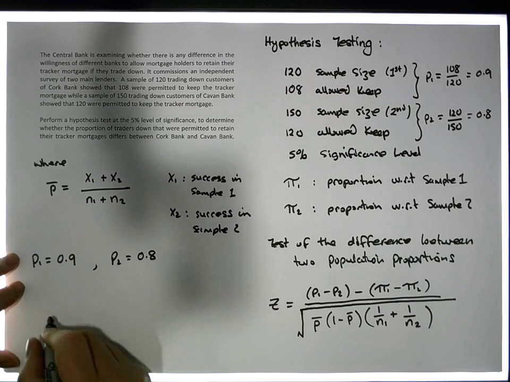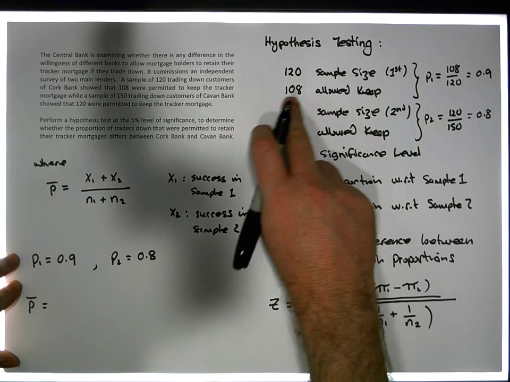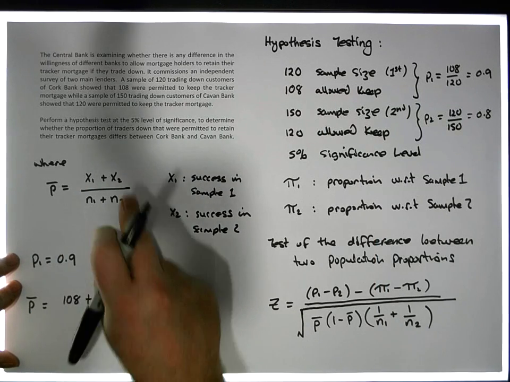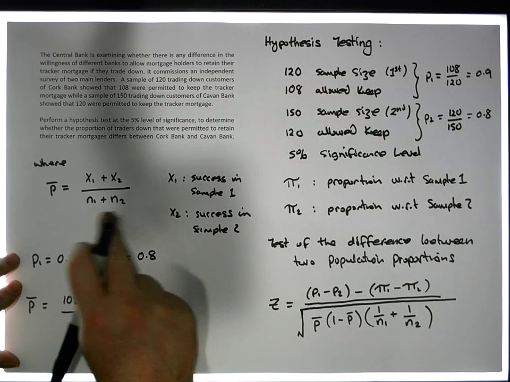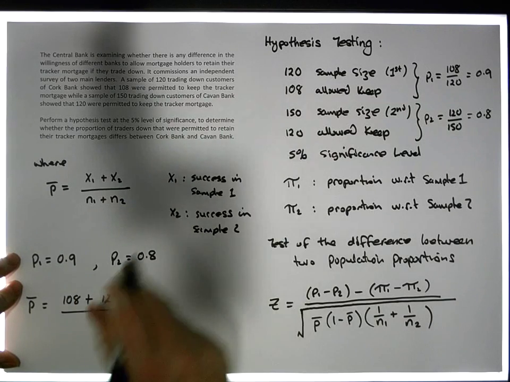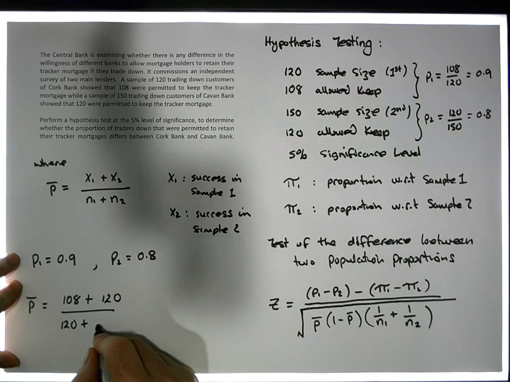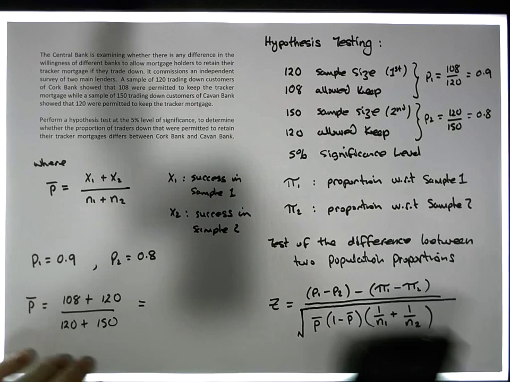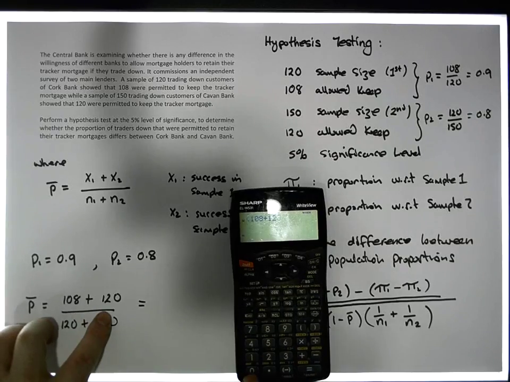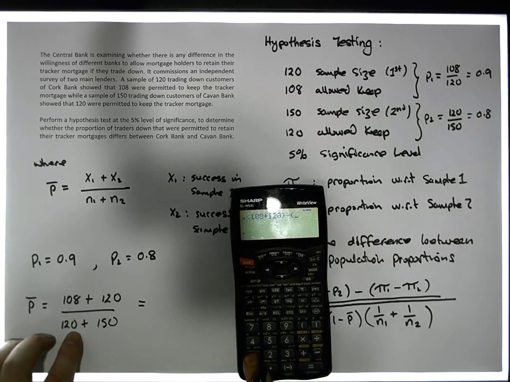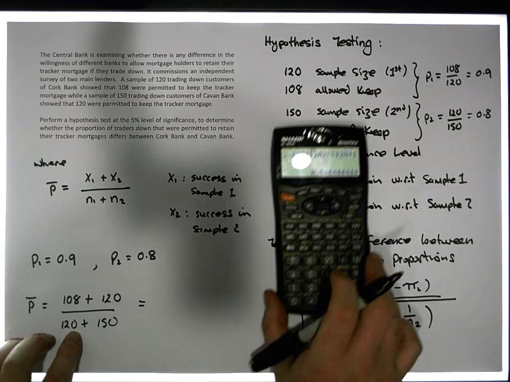So p bar is equal to x1 plus x2. Well, x1 is the number of successes in sample 1, so it's 108, plus x2, which is the number of successes in sample 2, which is 120, relative to the total pooled sample size, which is the first sample size, 120, plus the second sample size, 150. So when we do that, we have an open bracket 108 plus 120, which needs to be divided by 120 plus 150, and that gives us a value of 0.84 to 2 decimal places.